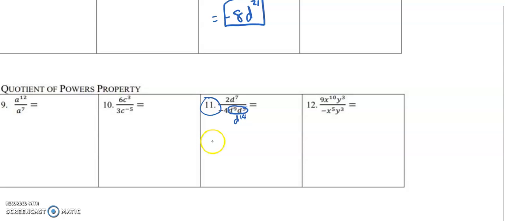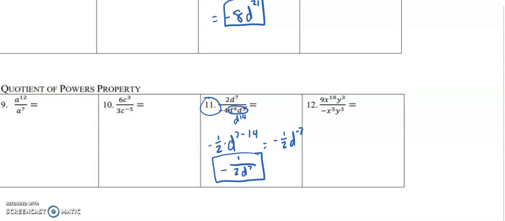So let's see, negative 1 over 2 times d to the 7 minus 14, right? The exponent on the top minus the exponent on the bottom, which will get me negative 1/2 d to the negative 7th. So I need to move that down to the denominator. So negative 1 over 2d to the 7th.